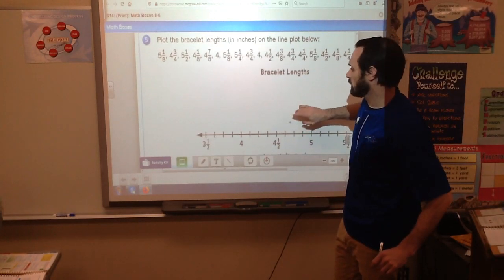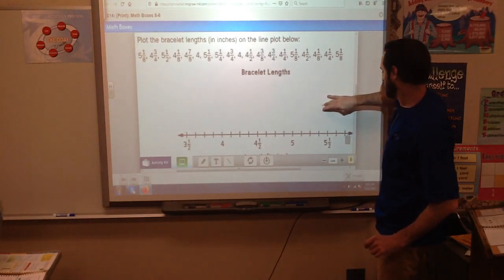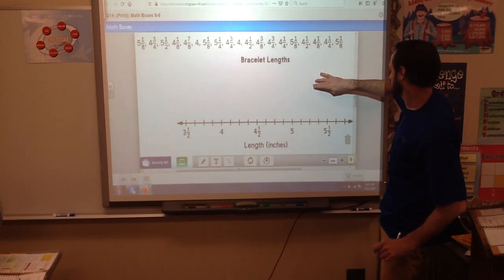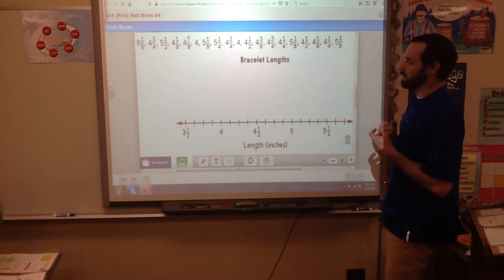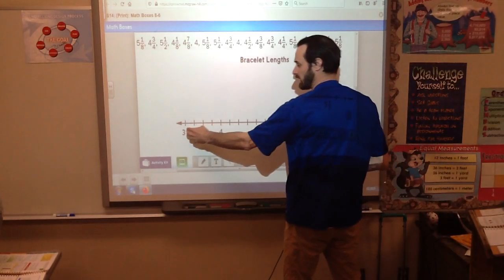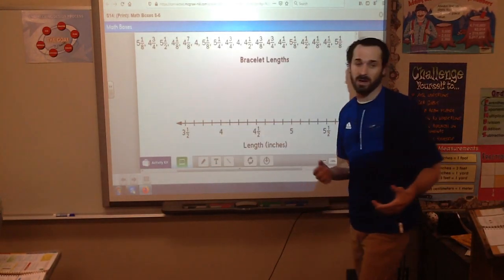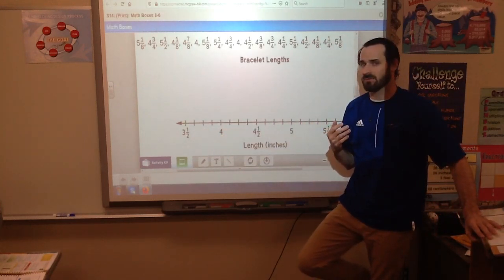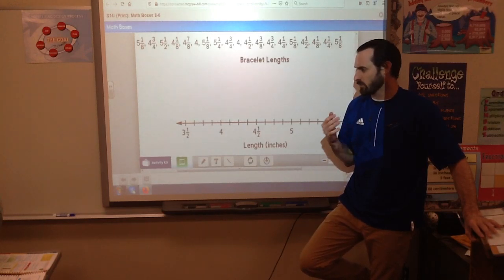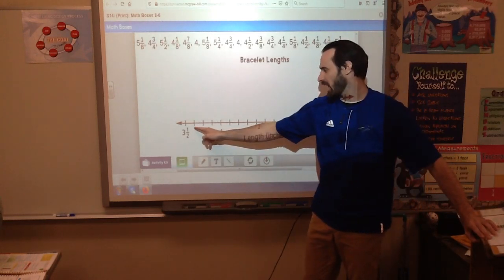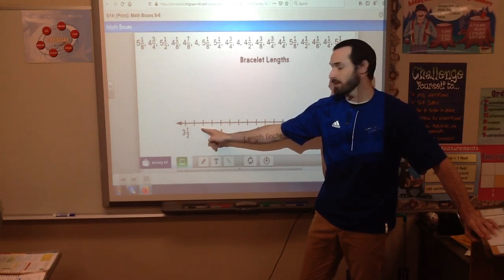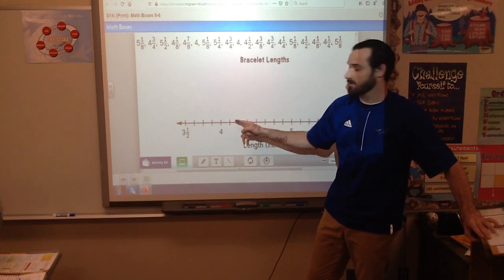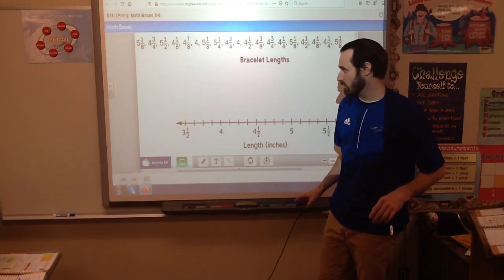Okay, taking a look down at this one, the line plot. Alright, so here's what we're going to do. In this one we talked about how this is the same as 3 and 4/8. We talked about how you can rewrite it as an equivalent fraction. We can reduce it to 1/2. But this would be 5/8. 6/8 could be 3 and 3/4. 7/8, 4 and 1/8. 4 and 2/8, which could be 4 and 1/4. So we're talking about equivalent fractions here.